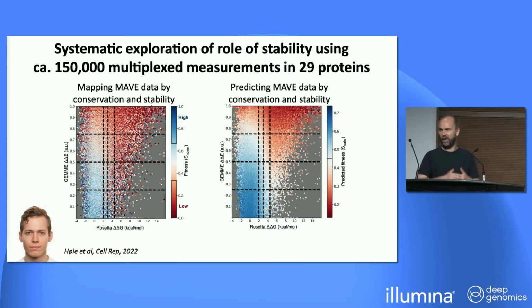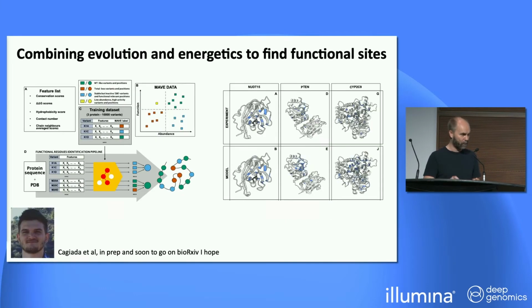Things at the top half are variants that lose function. The ones at the top right lose function due to loss of stability, and the ones at the top left lose function due to other reasons. And again, sort of 50-50, maybe a little bit more on the right-hand side, depending on how we put the color. So we're seeing this very general picture across many different proteins that maybe 50, 60, 70% of the variants that cause loss of function do so simply because the proteins are unstable.